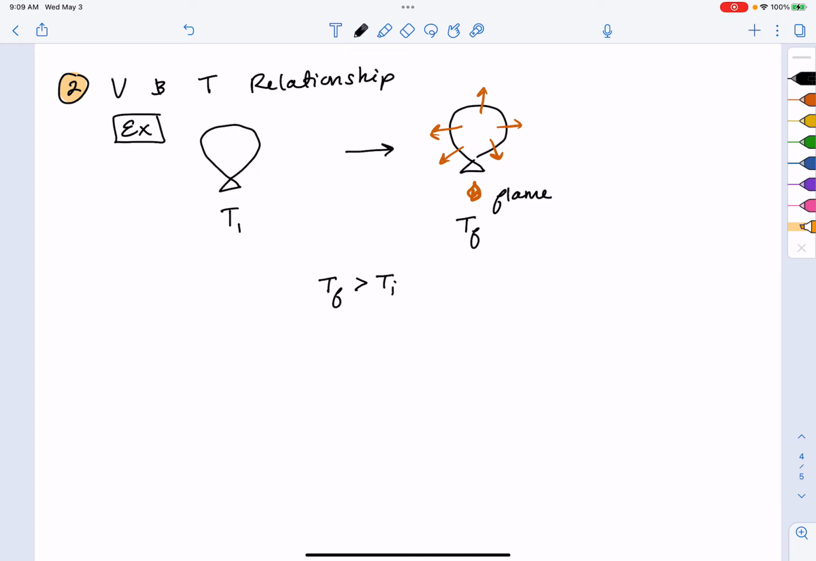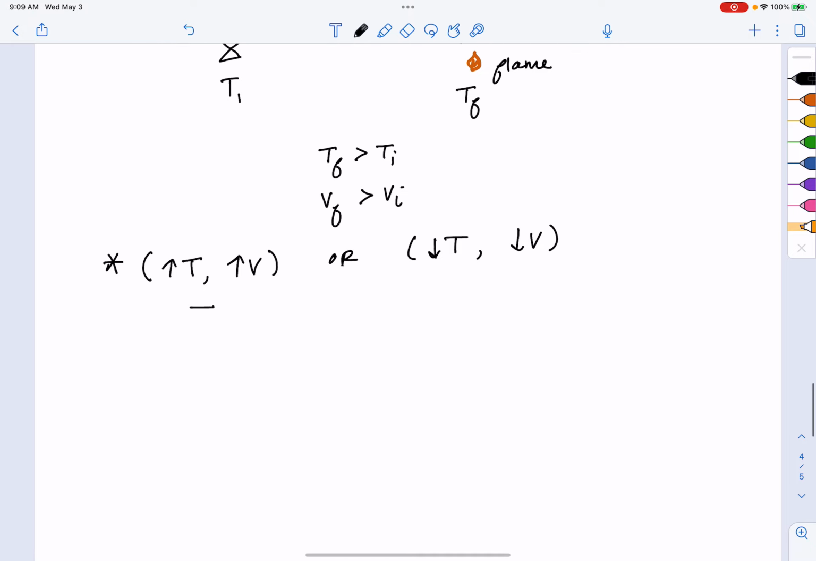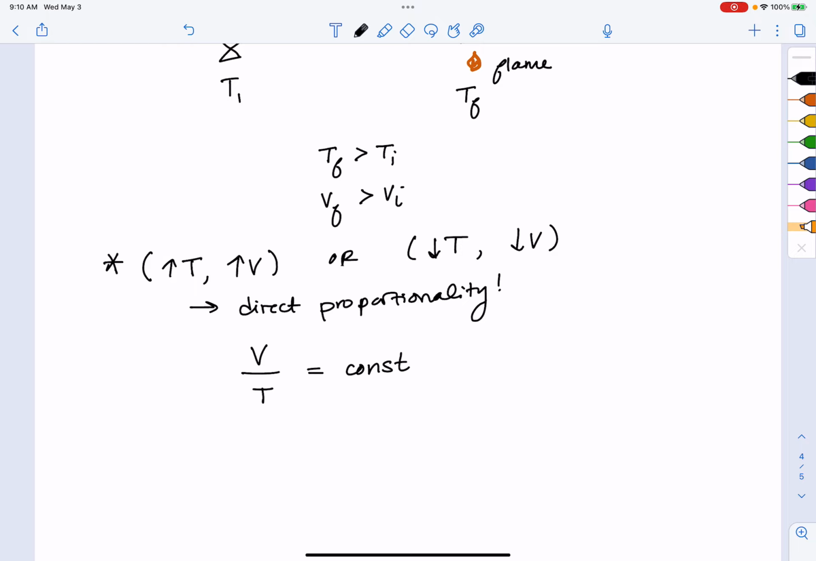So we see an expansion of gas upon heating it. We would see then that the final volume has to be larger than the initial volume. Putting this in terms of how variables might change, if I were to increase the temperature of my gaseous system, then it should expand, so the volume will go up. Or if I were to decrease the temperature of my gaseous system, then the volume would go down. This is another example of a direct proportionality, meaning that the relationship between volume and temperature when divided is equal to a constant.